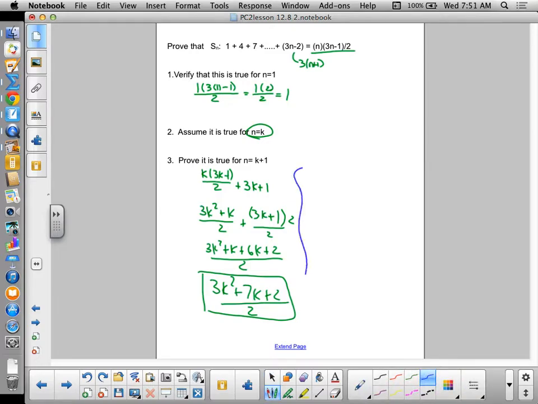What I then do is compare that to what would happen if I just put k plus 1 in for n, because we're going to increase n by 1. So we get the formula, now what happens when n equals k plus 1? Well, that would be k plus 1 times 3 times k plus 1 minus 1 over 2.